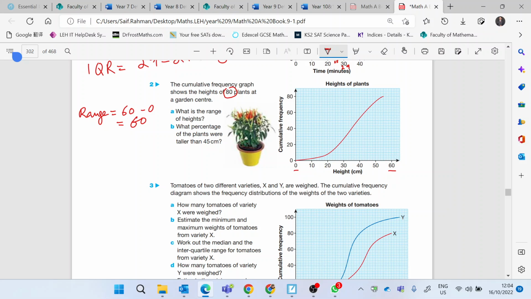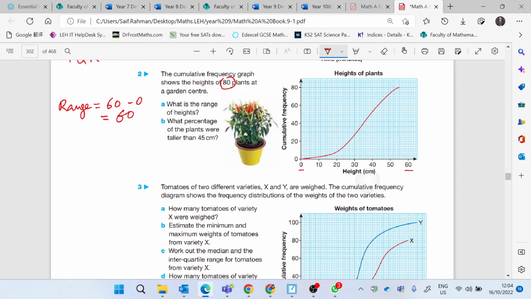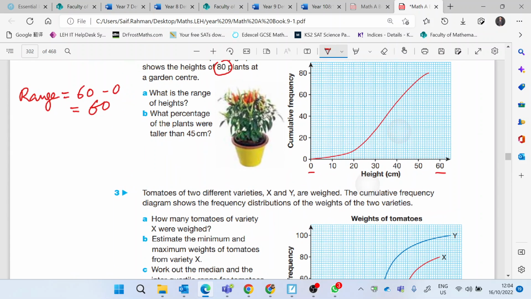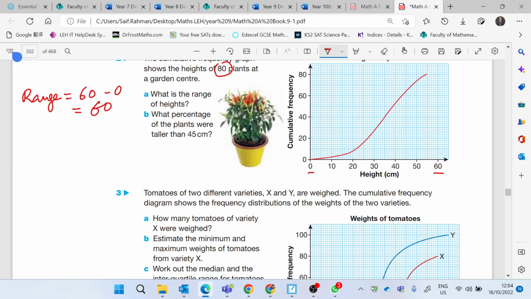What percentage of the plants were taller than 45 centimeters? Okay, so 45 centimeters you can just find here. Between 40 and 50, 45 is this one.